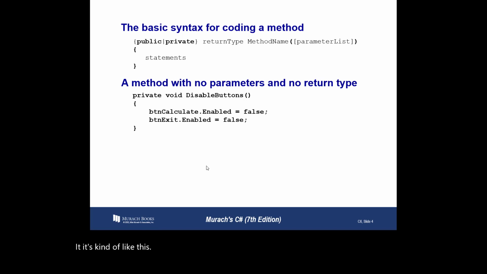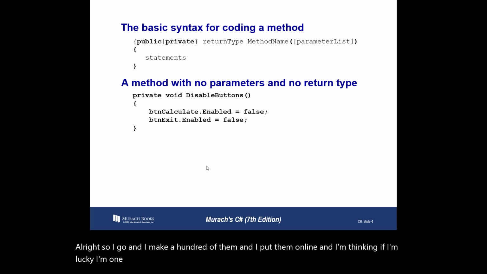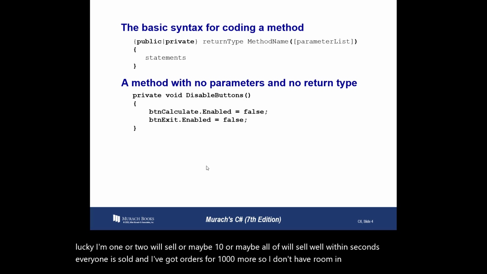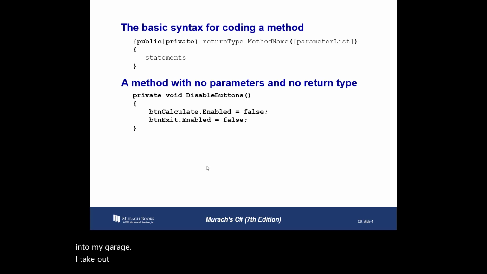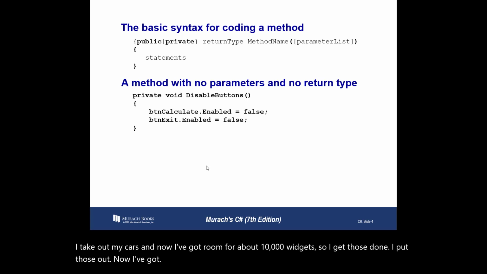Imagine that I start my own business and I'm going to make widgets, whatever widgets are, and I make them out of my house. All right. So I go and I make 100 of them and I put them online. And I'm thinking, you know, if I'm lucky, one or two will sell, or maybe 10, or maybe all of them will sell. Well, within seconds, everyone is sold, and I've got orders for 1,000 more. So I don't have room in my house, so I go into my garage, I take out my cars, and now I've got room for about 10,000 widgets. So I get those done, I put those out, now I've got 100,000 people who want widgets.